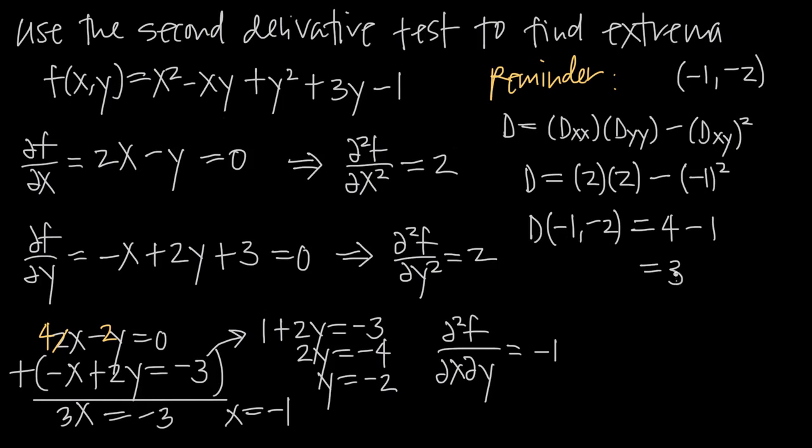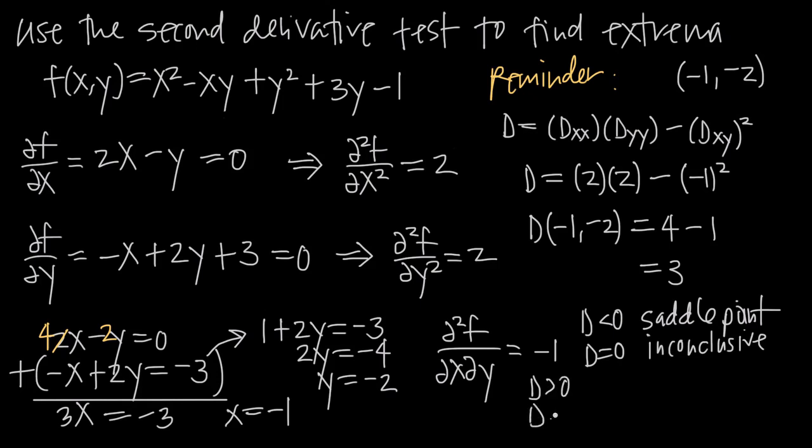So we said that d at this critical point was 3. So by definition, if the value that we find for d is less than 0, we can say that the function has a saddle point at the critical point that we were testing. If d is equal to 0, then the second derivative test is inconclusive for that critical point. If d is greater than 0, then we actually have to look at the second order partial derivative with respect to x to determine whether or not we have a local maximum or local minimum. So if d is greater than 0 and the second order partial derivative with respect to x is also greater than 0, then we're looking at a local minimum. If d is greater than 0 and the second order partial derivative with respect to x is less than 0, then we're looking at a local maximum at that critical point.